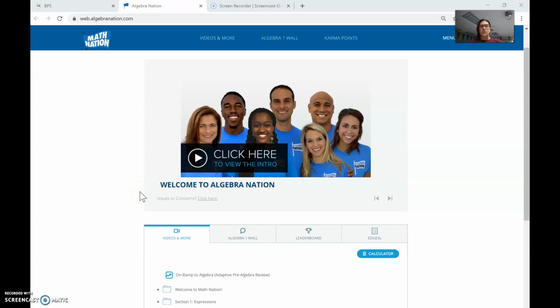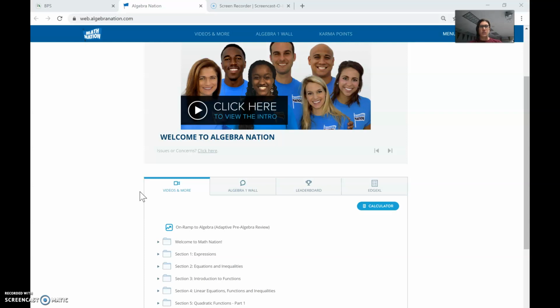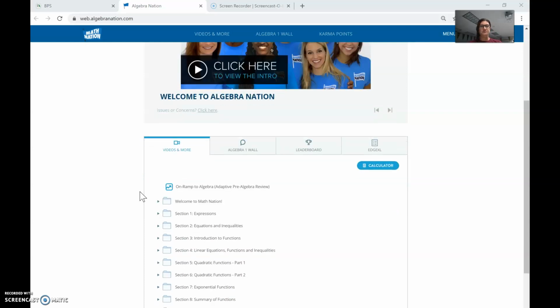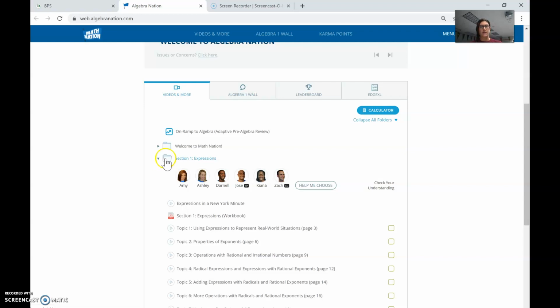So when you get into Algebranation or MathNation, there are a couple of different tools that you have. In Algebra Honors, we have 10 units, okay? The units on here are by section, sections 1 through 10, and we go right in order. In case you happen to miss a day, you can go on here and they have videos as well that you can watch for extra help if you have a particular section that's a little more difficult for you.